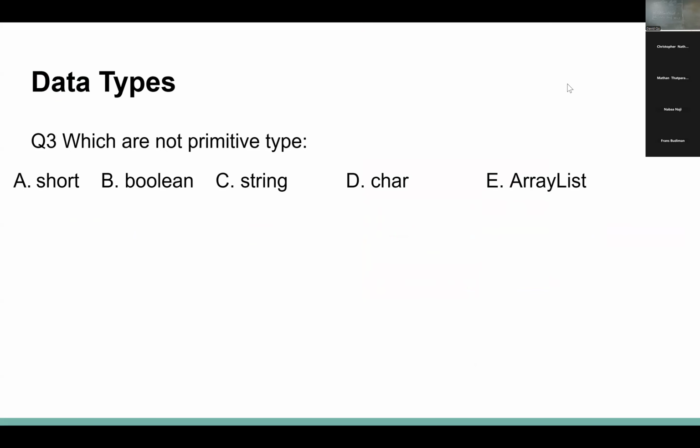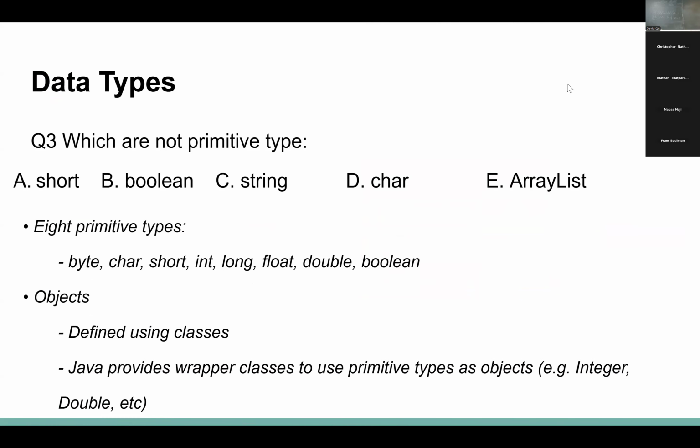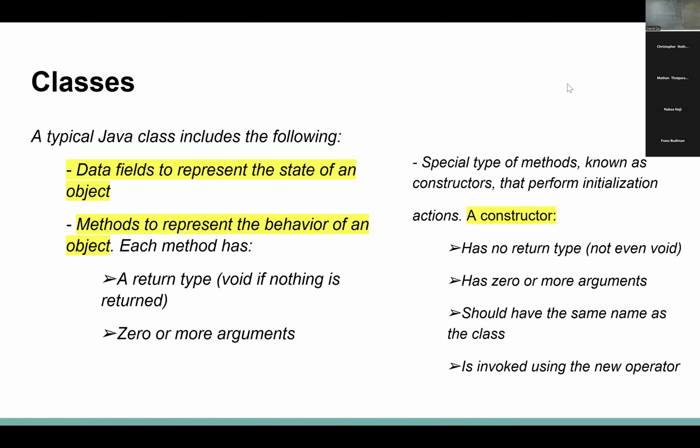Okay, so let's talk about the data types really quick. Which are not primitive types? There are only 8 primitive types, so String and ArrayList are not. You have the 8 primitive types here: byte, char, short, int, long, float, double, and boolean. And objects are defined using classes, like Point, or the example we have, Employee. They are object types.